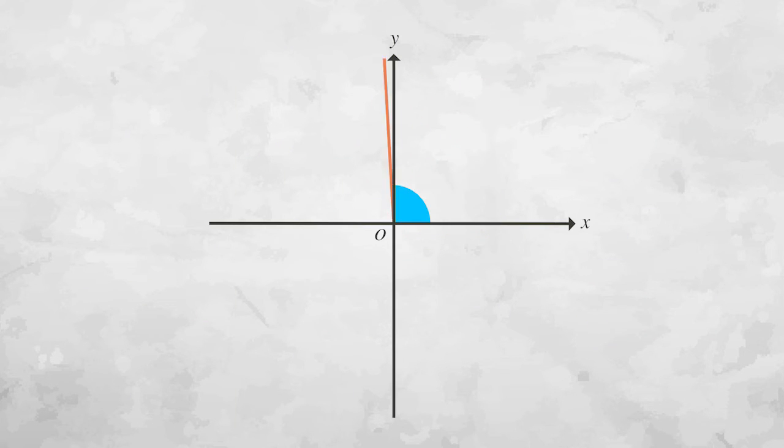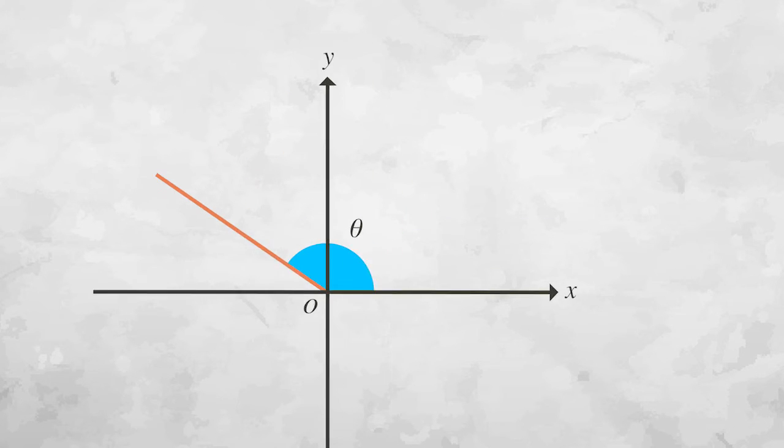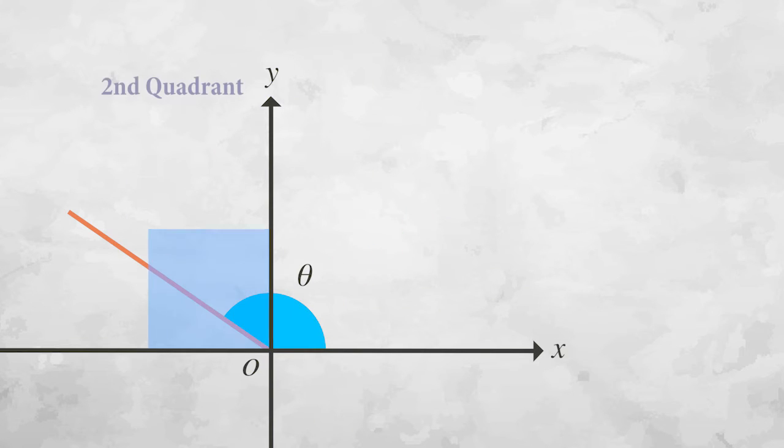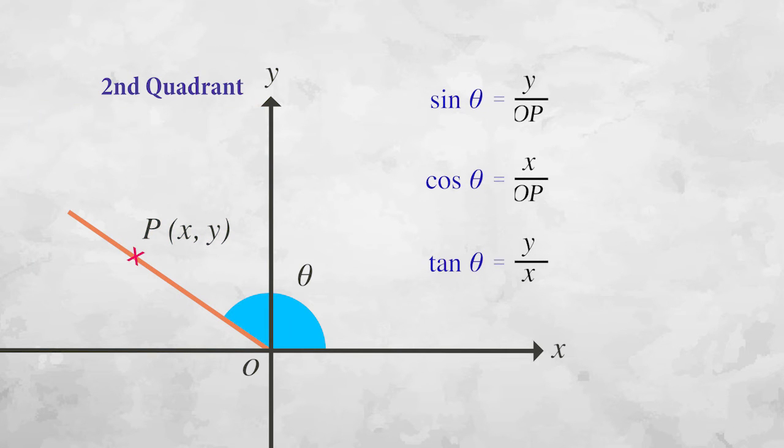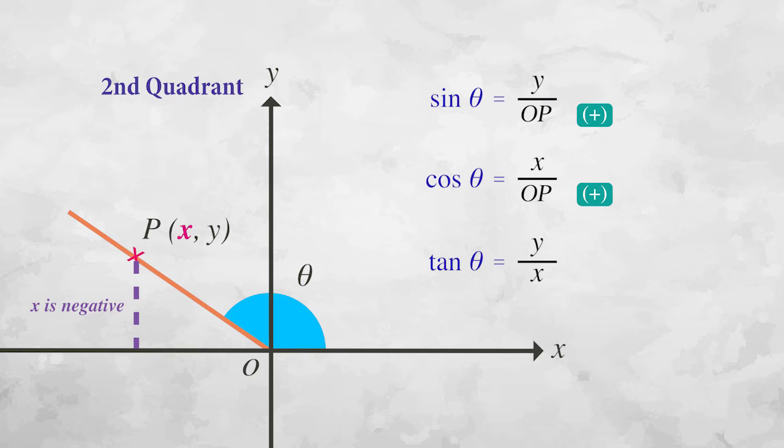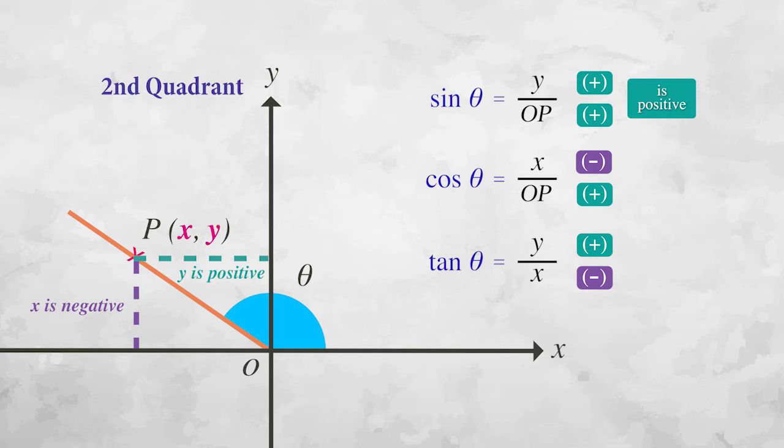What if angle theta is obtuse? Point P will then be in the second quadrant, as we can see here. What can we say about the signs of the trigonometric ratios in this quadrant? Since the x-coordinate of point P is always negative, and the y-coordinate of point P is always positive in this second quadrant, only the sine ratio is always positive in this quadrant, while the cosine and tangent ratios are always negative in this quadrant.